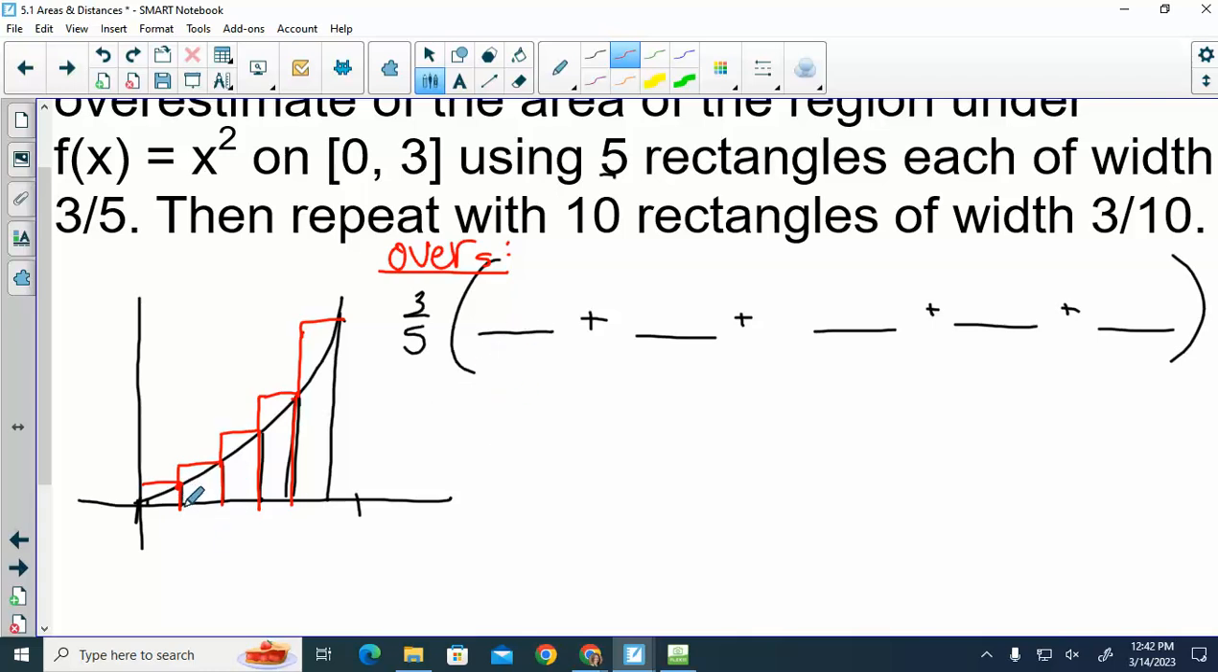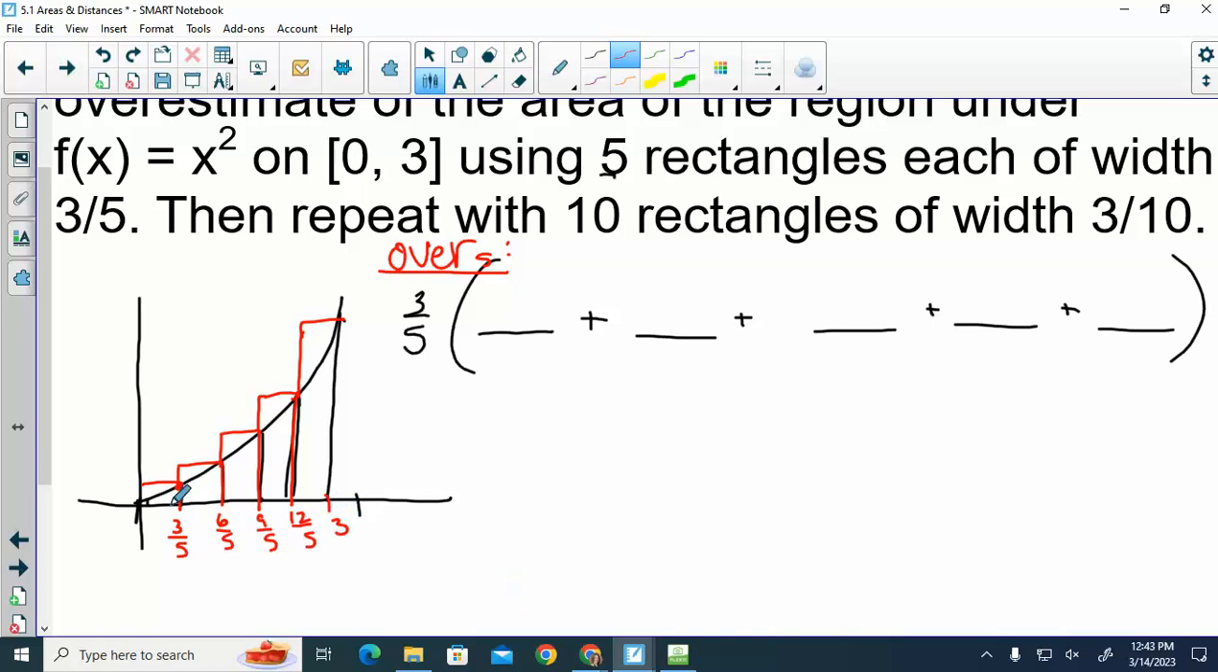So, the height of these rectangles is measured by the point on my parabola. So this is 0, and we're going up by 3/5. So this would be 3/5, 6/5, 9/5, 12/5, and then 3.